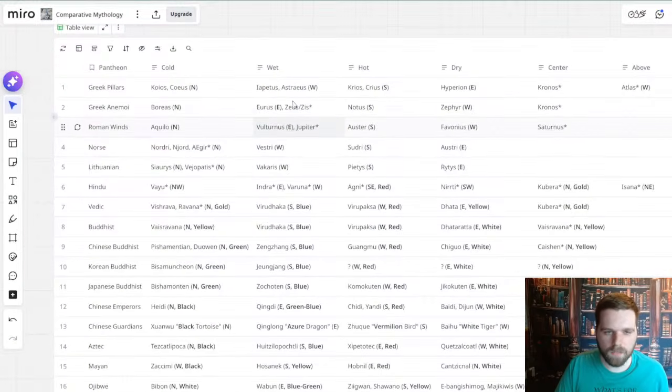Aquilo, yes, Volturnus, that's right. Because Volturnus was worshipped by the Messapians in southern Italy, and they adopted him as the east wind. And then Auster and Favonius. Yeah, Favonius is said here. Okay.